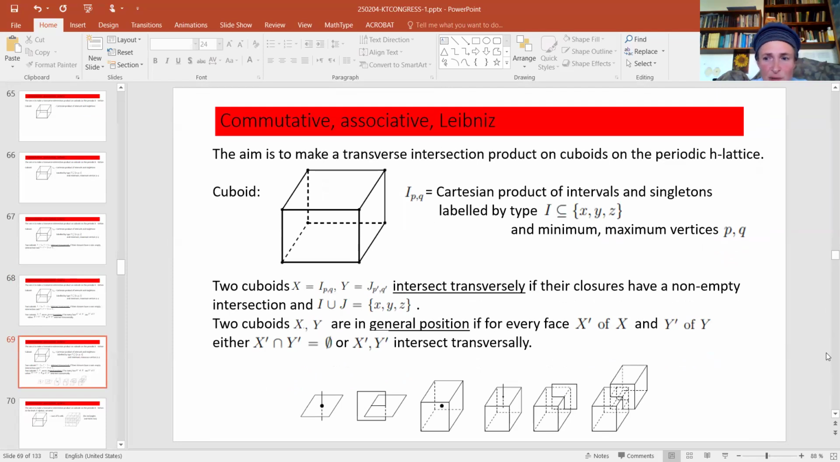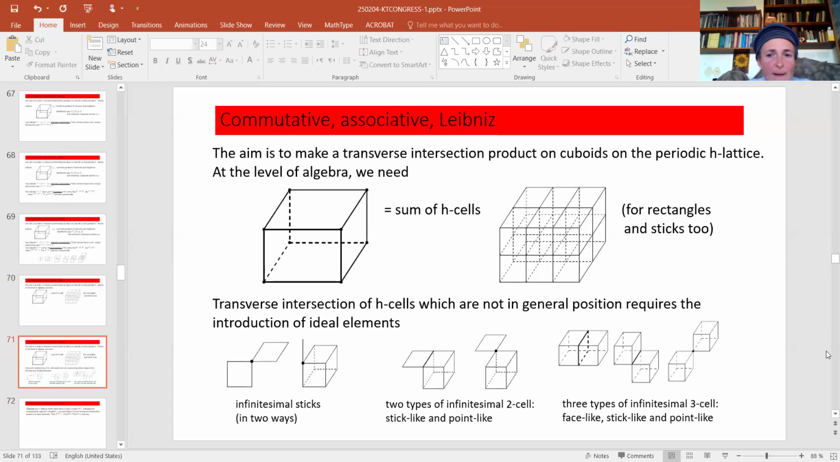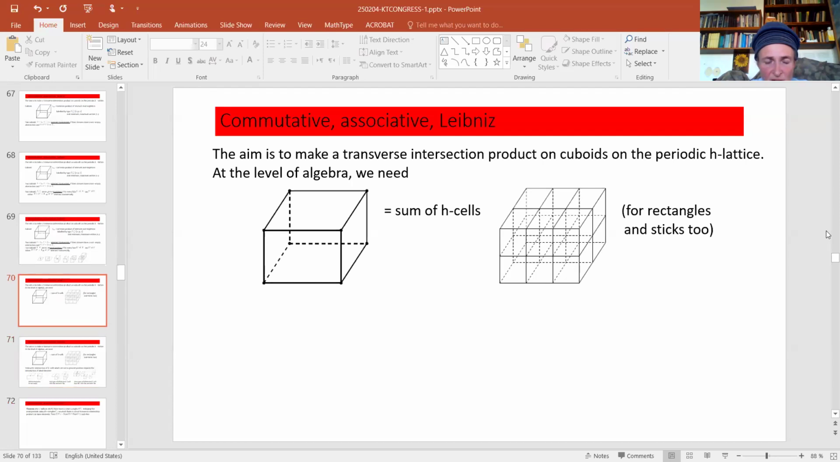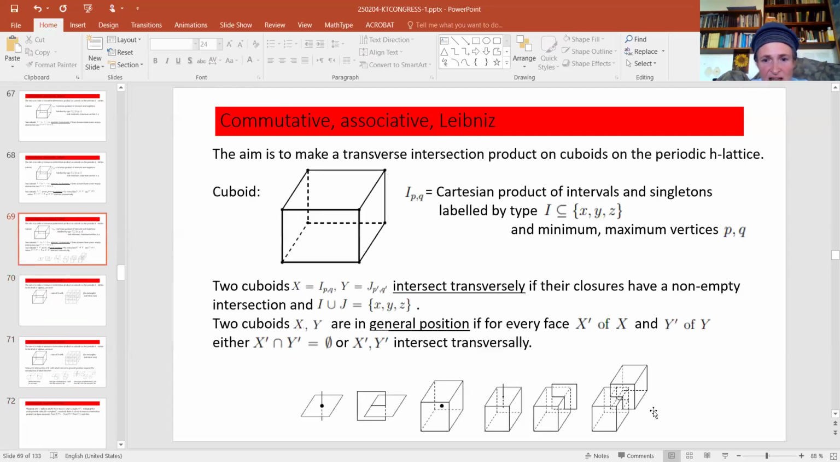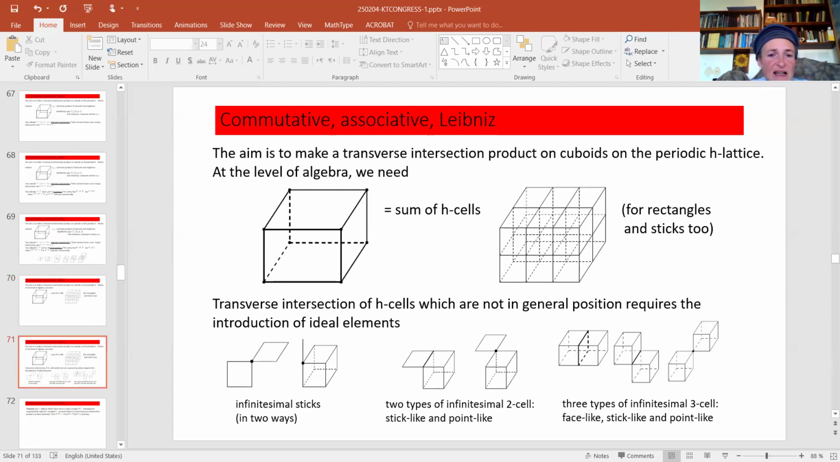Now, we also would like the product to be such that it is additive. In other words, if you crumble a cuboid into smaller pieces, then it behaves as though this cuboid was actually the sum of the algebra elements represented by the smaller pieces. Okay, and we would like that this transverse intersection product, when intersecting, if I go back to the previous frame, when intersecting any of these, will give the geometric intersection that we see. Exactly. Okay. These intersections are transverse, but not in general position.